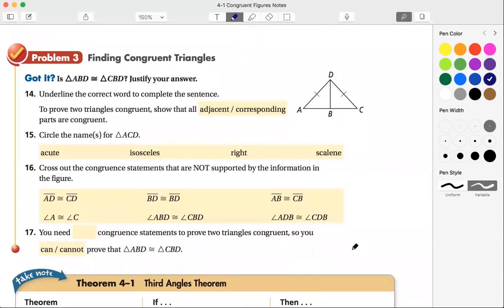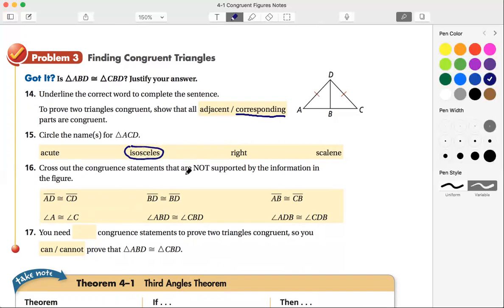So if I know triangle ABD is congruent to triangle CBD, let's complete the following. In order to prove two triangles congruent, I must show all corresponding parts are congruent. That means all angles must be congruent and all sides must be congruent. So we're going to circle the name for triangle ACD. ACD. If two sides of the triangle are congruent, this triangle must be isosceles.